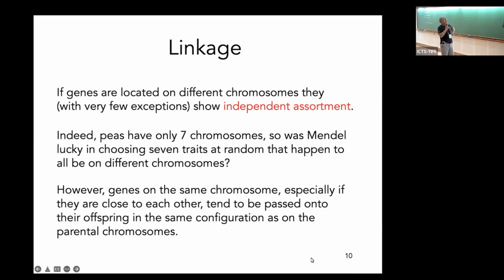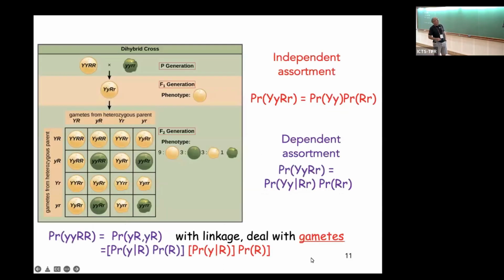So Mendel had 7 traits. He has 7 chromosomes. Now, to be fair, I think 2 of the traits are on different arms of the same chromosome, but the odds basically of picking 7 traits in peas with their chromosome number and have them all be on different chromosomes or different segregation groups is about 1%. So Mendel was either divinely inspired, because he made beer after all, or he probably threw out some of his data. So what happens with independent assortment?